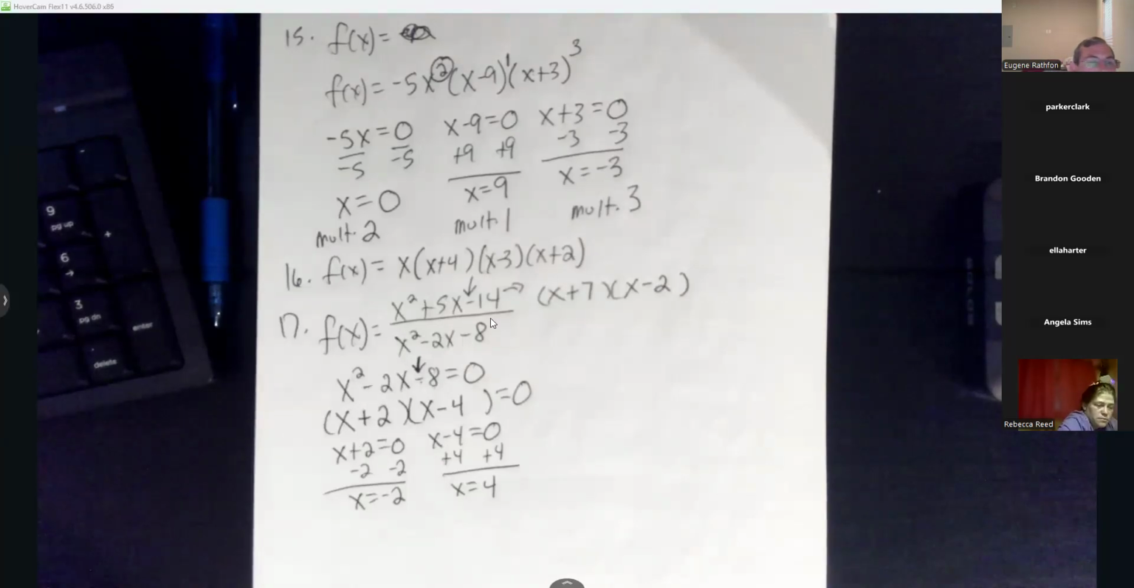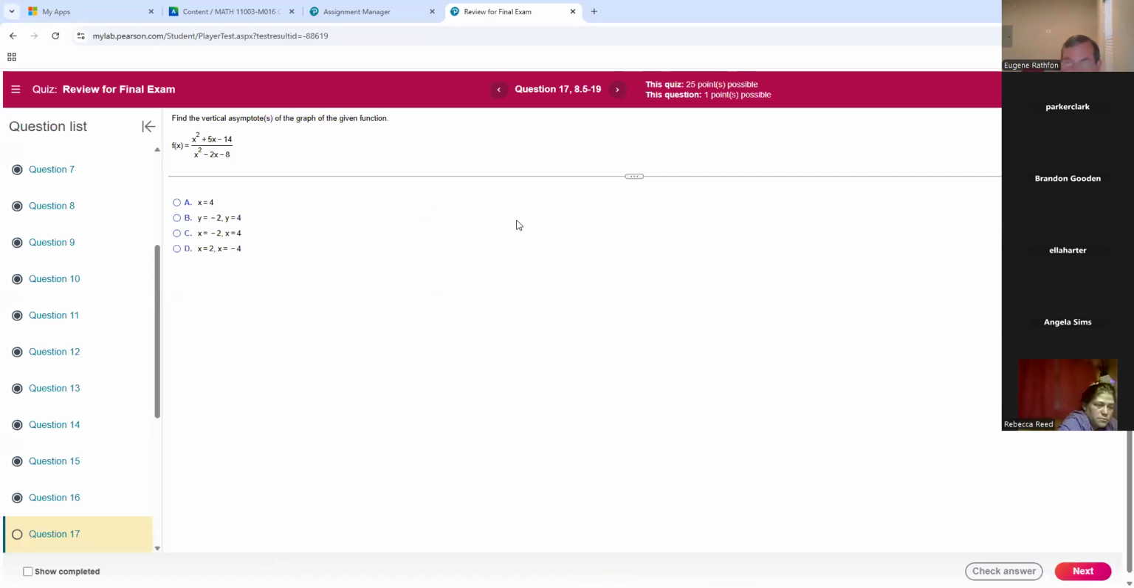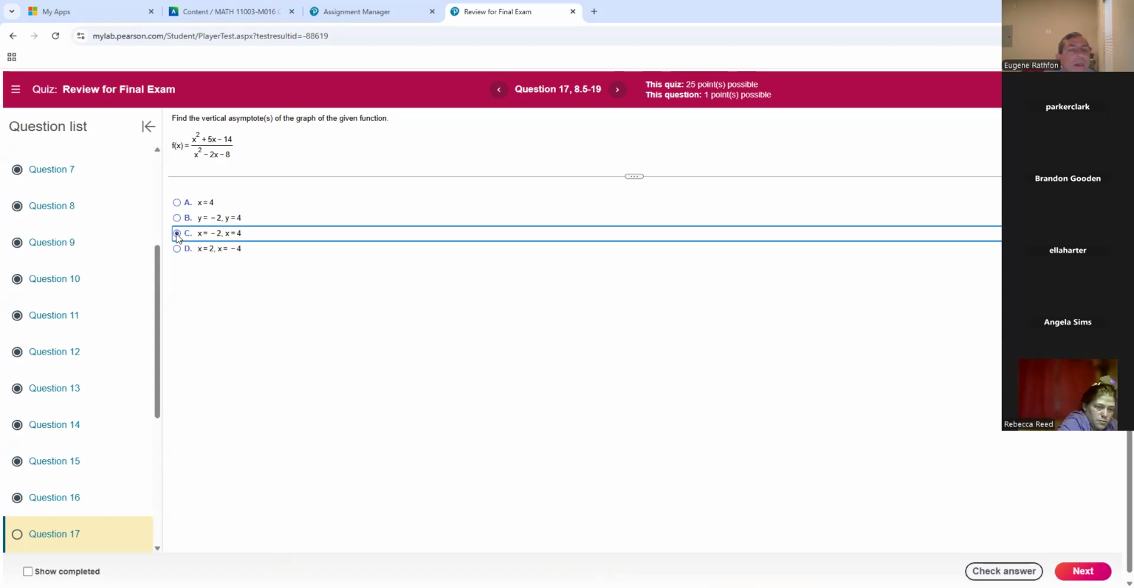So y'all, what do we need? An x equals negative 2, x equals 4. So I'm going to go with C. And y'all be careful. Although B has the right numbers, it has the wrong variable. Vertical asymptotes are always the x's. Horizontal asymptotes were the ones with the y, okay? And they didn't ask for horizontal, they only asked for our vertical.